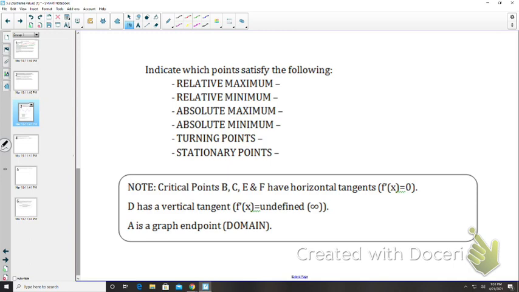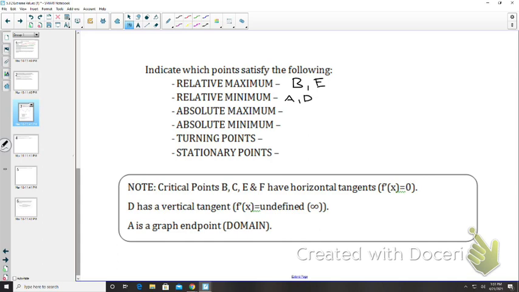Okay, so let's identify which points will satisfy the following. Where do we have relative maximums on there? B, yep, and E. B and E, good. Where do we have a relative minimum? A. Yep, D, and D, yep, F.